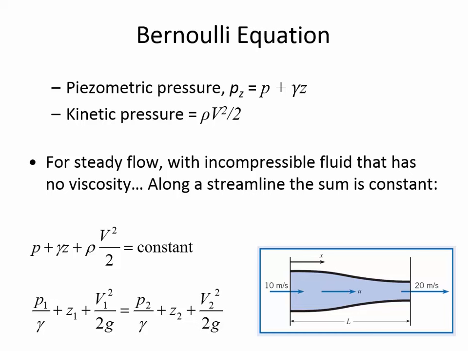Because we're going to see the velocity here, this one is 10, and this one is 20. The Z1 and the Z2 are equal. Okay, so if this goes up, then P2 is going to have to go down for the sum to remain constant. And so we see that the pressure is actually decreasing as the water flows from left to right. So that's a little bit counterintuitive, I've found.